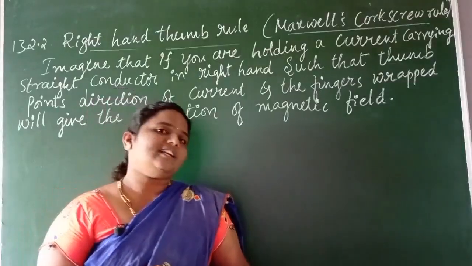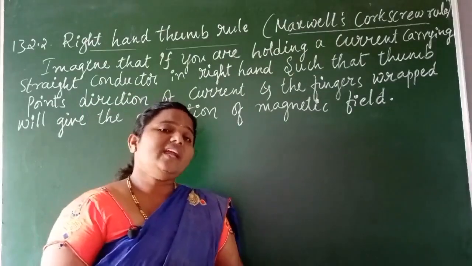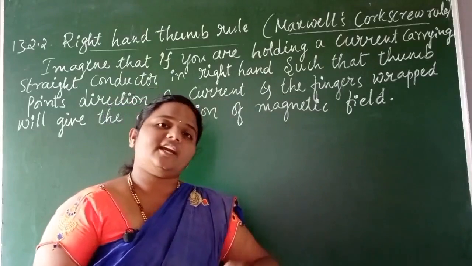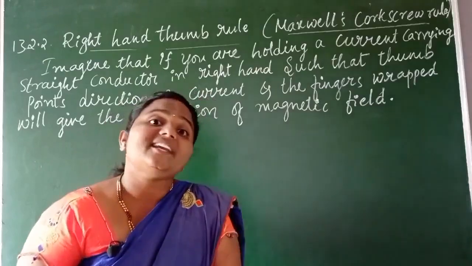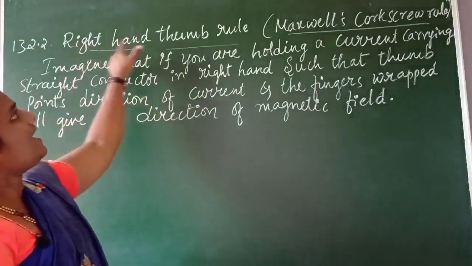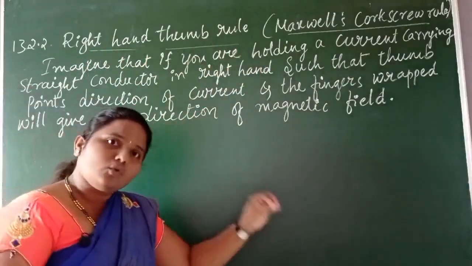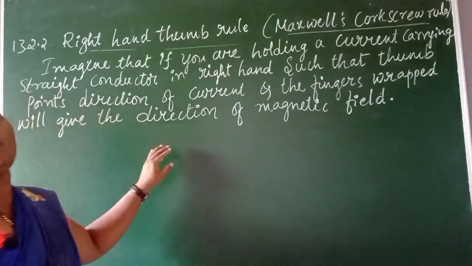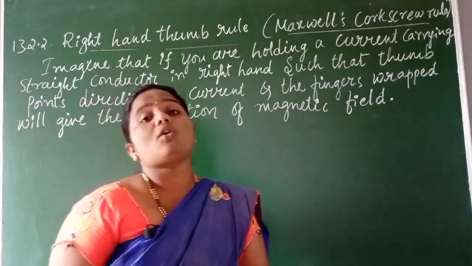Children, after learning the magnetic field due to a current carrying straight conductor, now it is time to know the direction of the magnetic field. Isn't it, children? We learned that in the straight conductor, the magnetic field is in a concentric circles pattern. Then, what is the direction of this magnetic field? In order to understand that, we need to study the right-hand thumb rule. This rule, which specially tells about the direction of the magnetic field, is called the right-hand thumb rule. It is also called Maxwell's corkscrew rule.